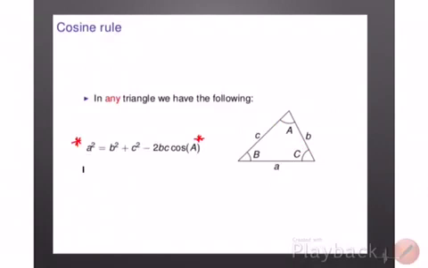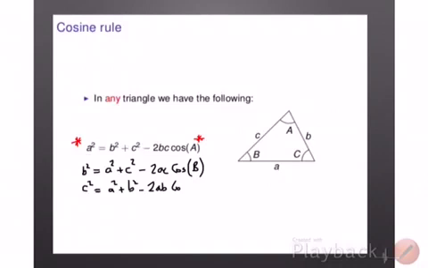So we'll just quickly write them out. b squared is equal to a squared plus c squared, so the other two sides, minus 2ac cos capital B. And c squared is equal to a squared plus b squared minus 2ab cos capital C. So the side that you're trying to find, you use the angle opposite it.